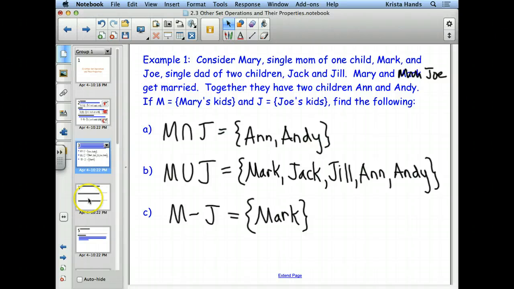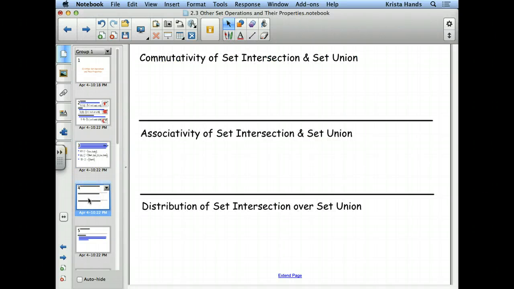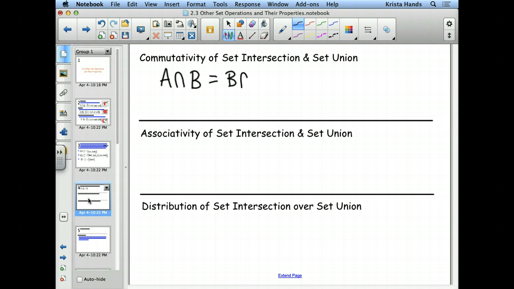Okay, let's take a look at commutativity. The commutativity of set intersections and set unions. Notice when we are talking about two sets doing the intersection of them, it doesn't matter the order we do the intersection, right? If I intersect A with B, that's the exact same thing as intersecting B with A. It's commutative. Commutativity is the ability to change the order around.